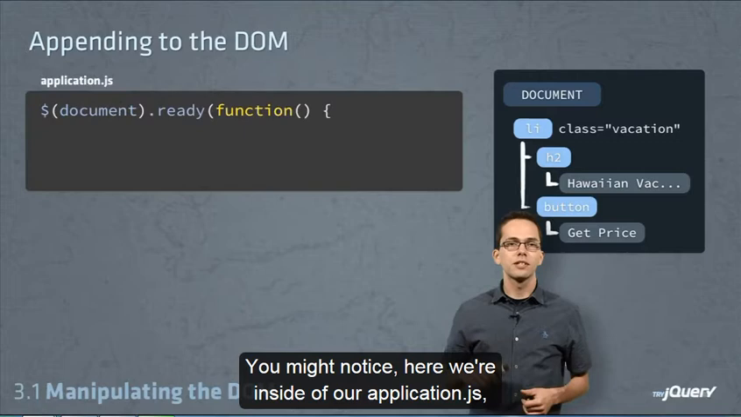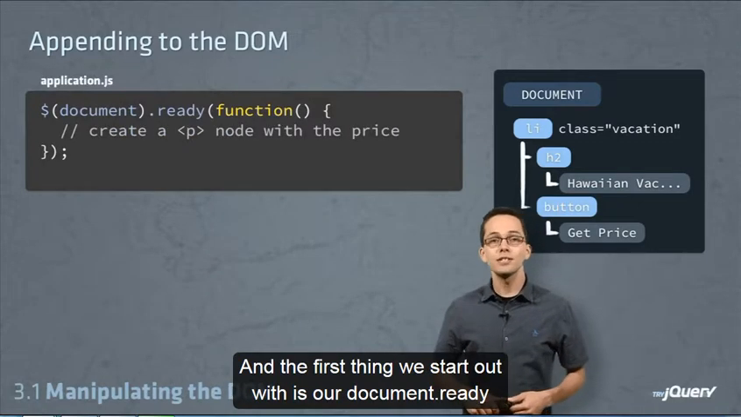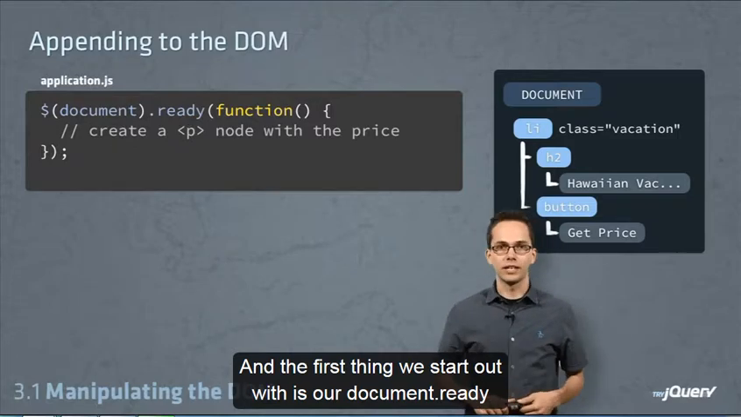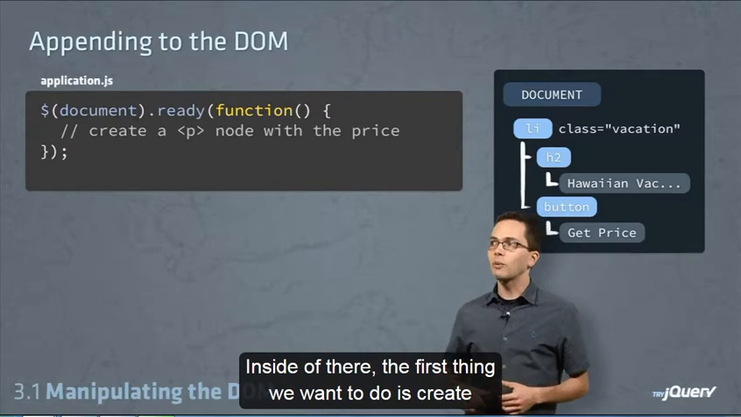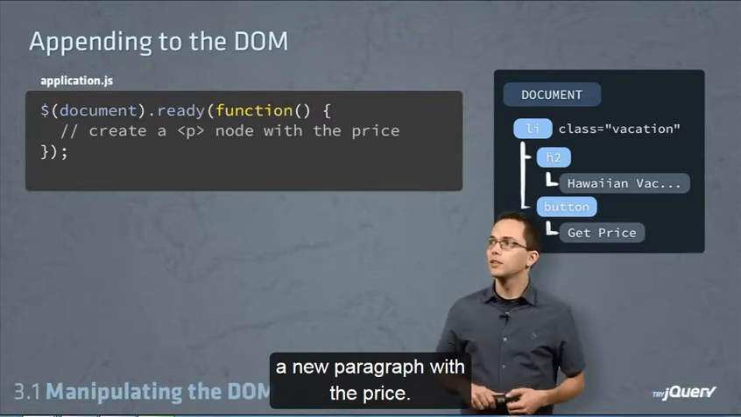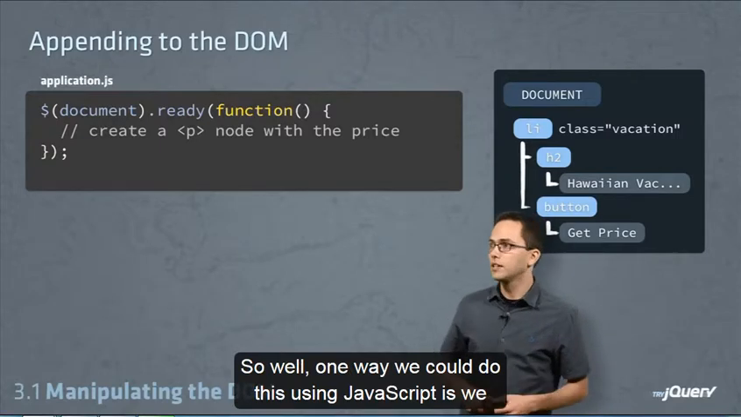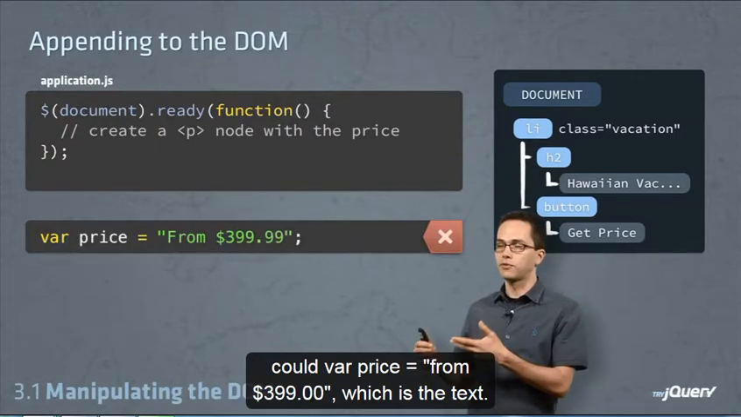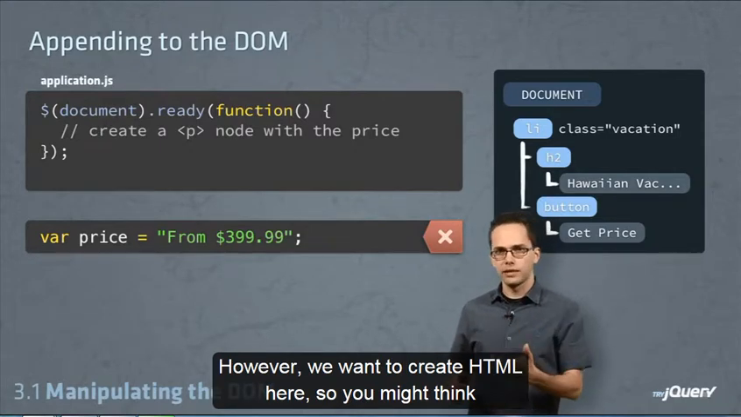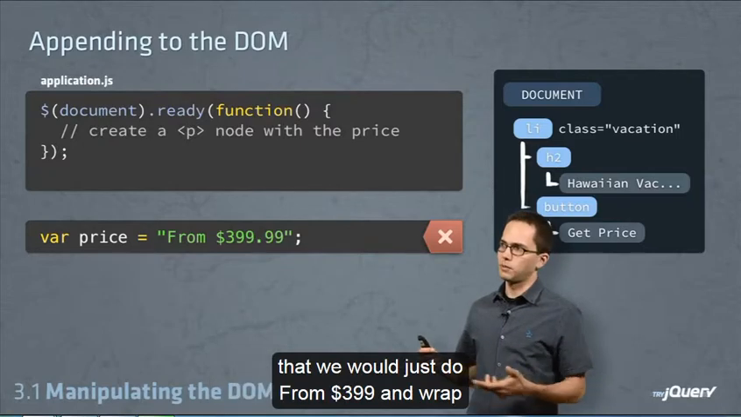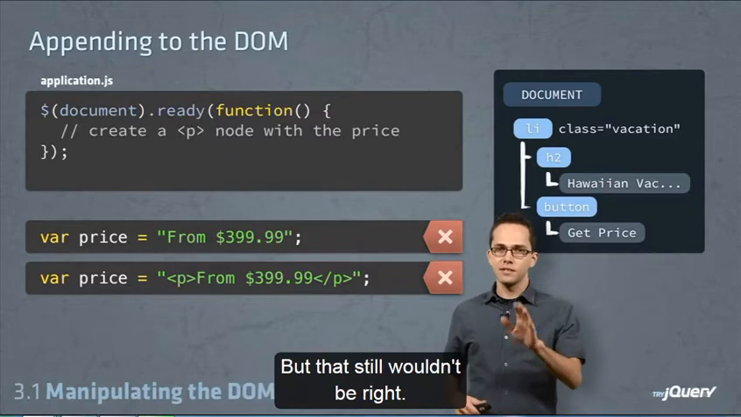You might notice here we're inside of our application.js, where we're going to write all of our jQuery code. And the first thing we start out with is our document ready function, as you see here. Inside of there, the first thing we want to do is create a new paragraph with the price. So, one way we could do this using JavaScript is we could say var price equals from $399, which is the text. However, we want to create HTML here, so you might think that we would just do from $399 and wrap that inside of a paragraph, but that still wouldn't be right.